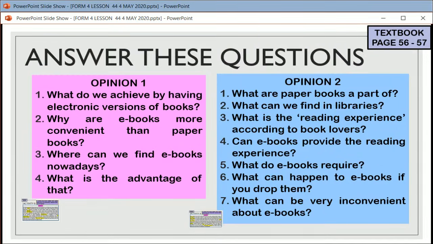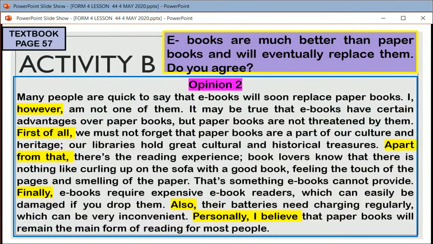And the last question, right? What can be very inconvenient about ebooks? This is something I feel too. What can be very inconvenient about ebooks? So the keyword is the inconvenient of ebooks. Sorry, excuse me. Convenient, what is inconvenient? Yes, Mok, very good. You need charging here. Batteries need charging regularly. Like my laptop. My laptop now needs charging regularly. If I switch off, it just goes off.